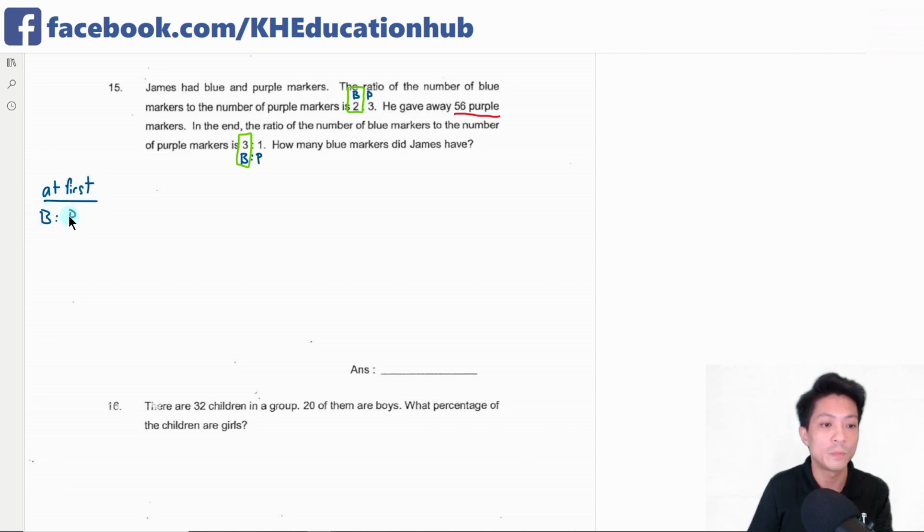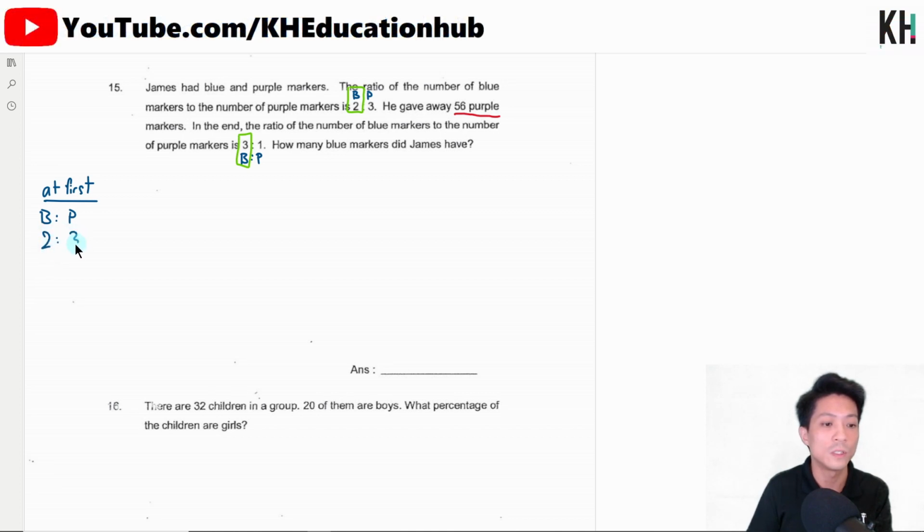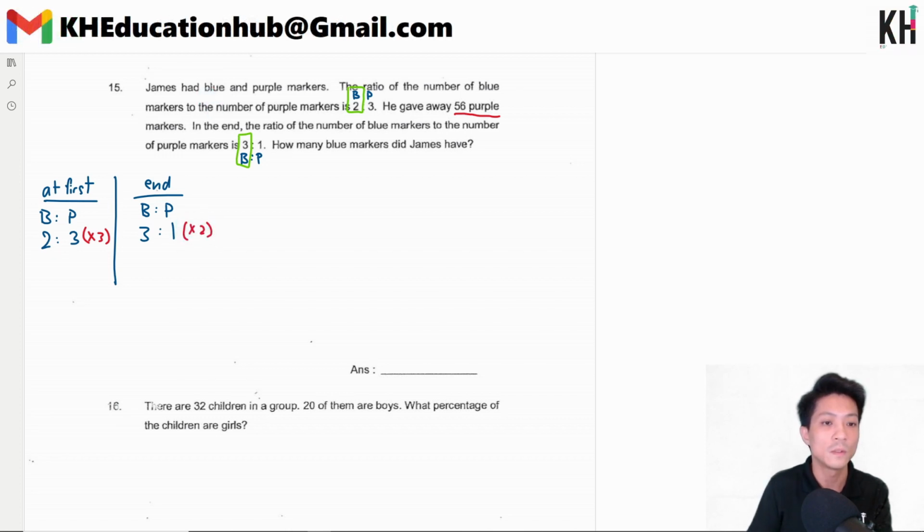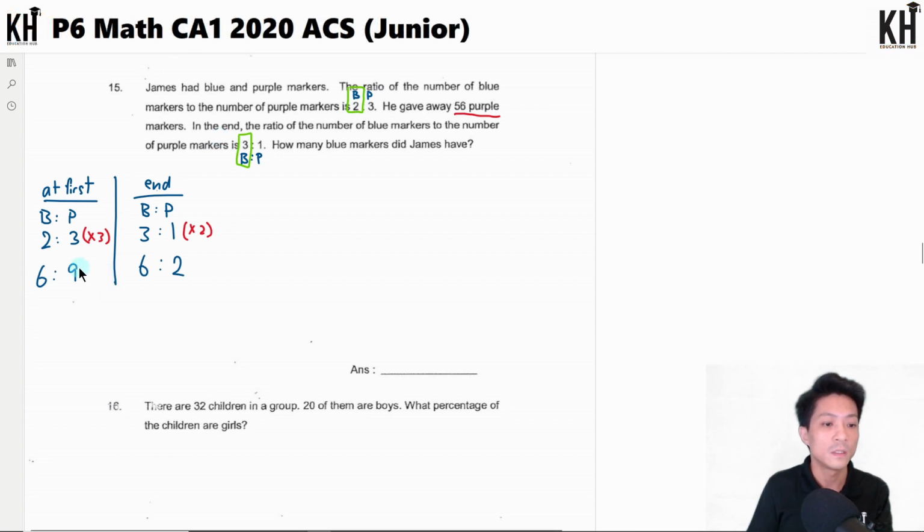Okay, B is to P is 2:3. And then in the end, B is to P is 3:1. I'm gonna multiply by 3 to this whole ratio and multiply by 2 to this whole ratio. So now it's gonna become 6:9, and this is gonna become 6:2. Comparing the purple, it dropped from 9 units to 2 units.